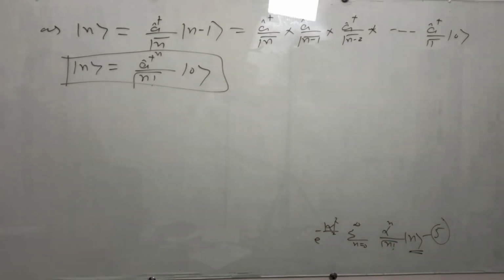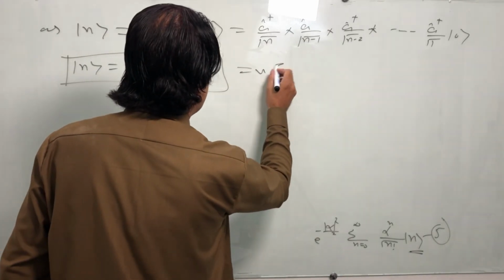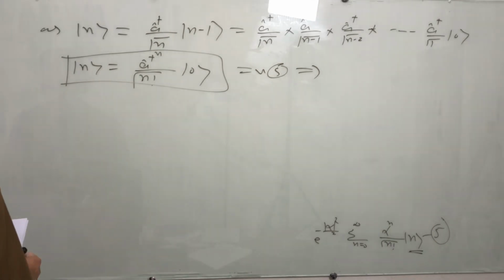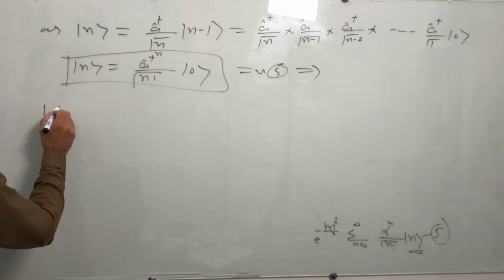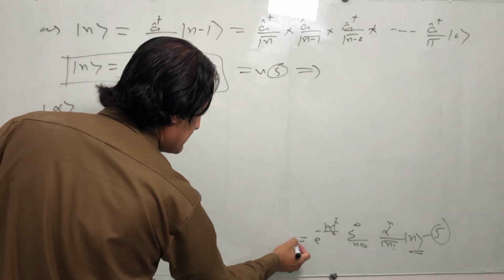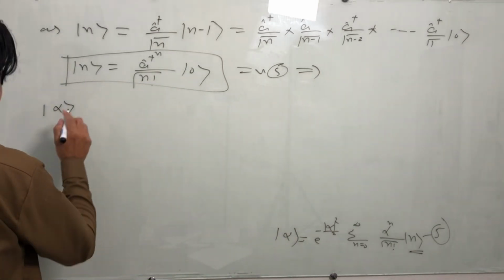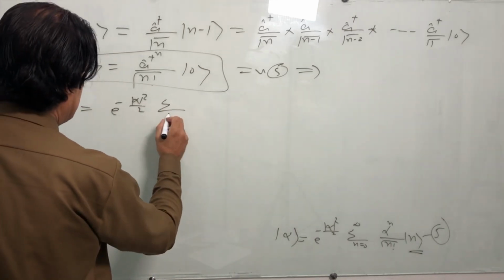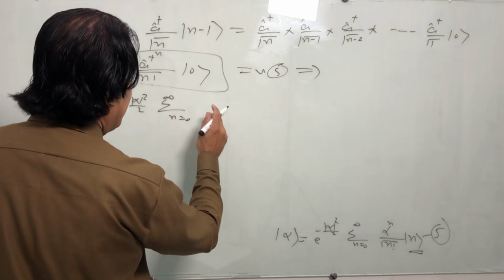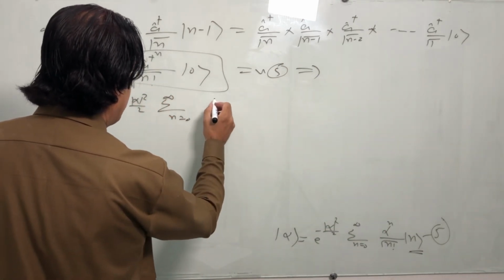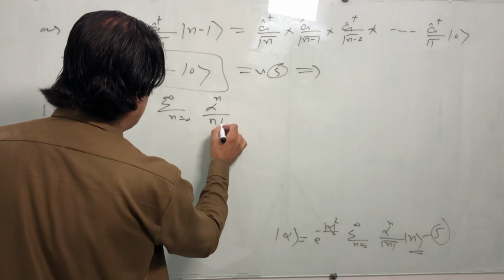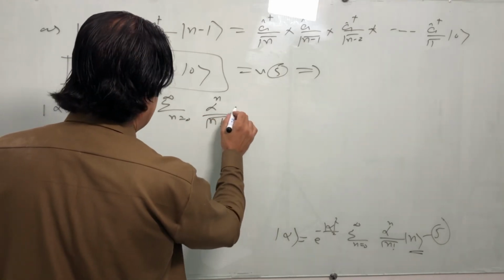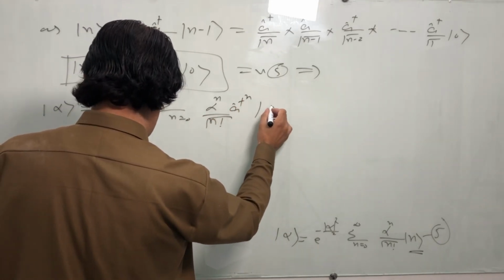So the Fock state can be written in this form. Putting the value of n in equation number 5, then equation 5 implies that alpha is equal to e to the power minus alpha absolute square divided by 2, summation n equal to 0 to infinity. Putting the value of n, we have alpha to the n already, n factorial already, and a dagger to the n and the 0 state.